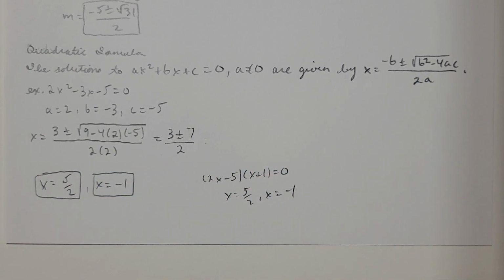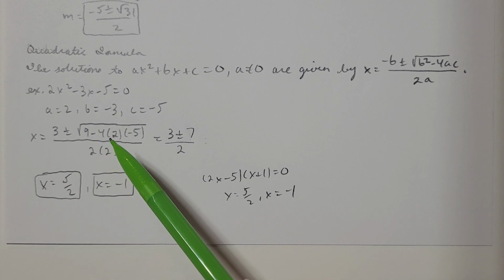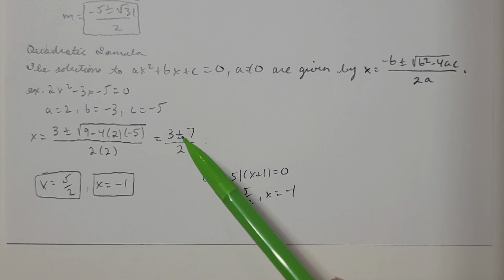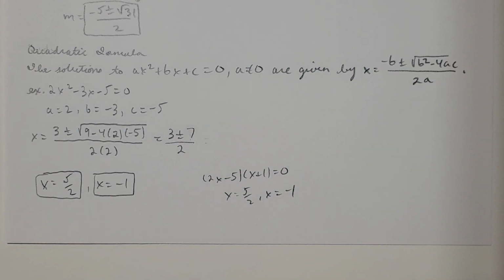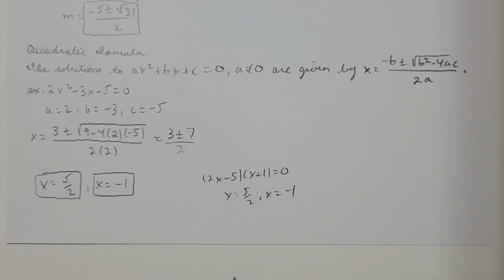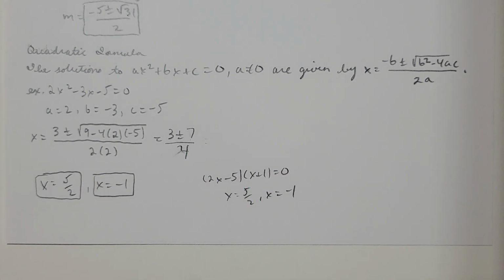Okay. And so then from that, we have 3 plus or minus the square root of 9 minus a negative, means I'm adding something to 9. It'd be 9 plus 40, is 49, right? And the square root of 49, that's 7. And then 2 times 2, that's 4, not 2. So I'm looking at 3 plus or minus 7 over 4.